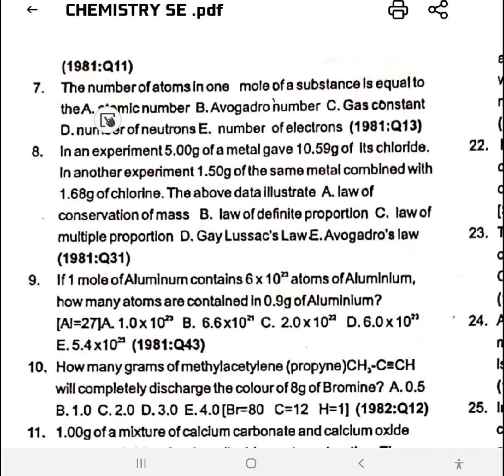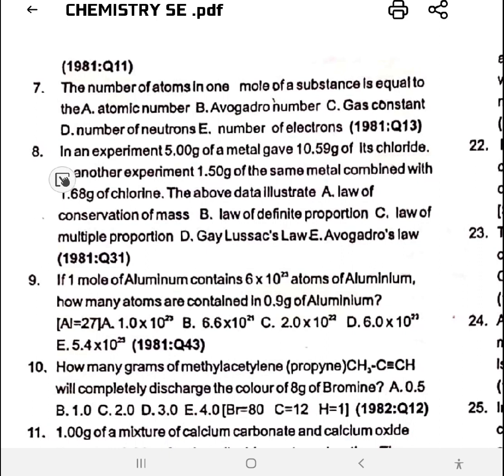Next, question 7. The number of atoms in 1 mole of a substance is equal to the Avogadro's number. Keep this in mind. 1 mole of anything equals the Avogadro's number, which is 6.02 times 10 raised to the power of 23.